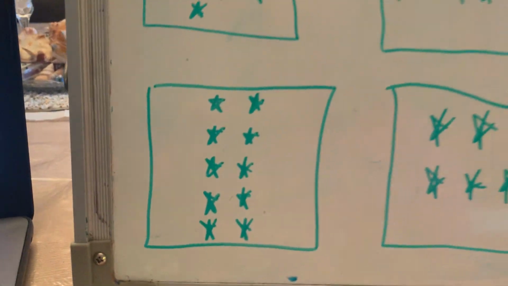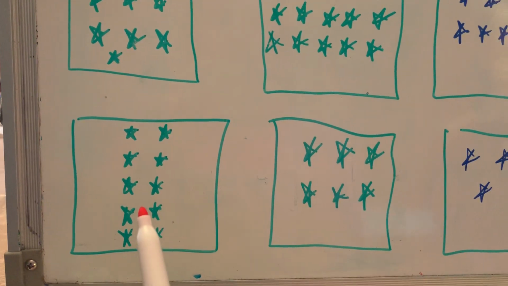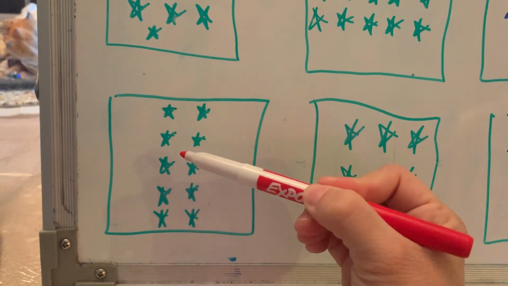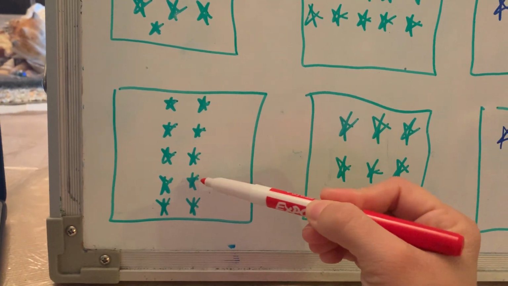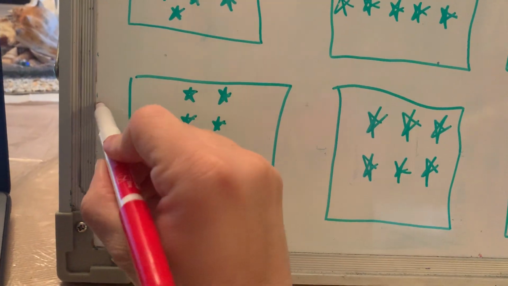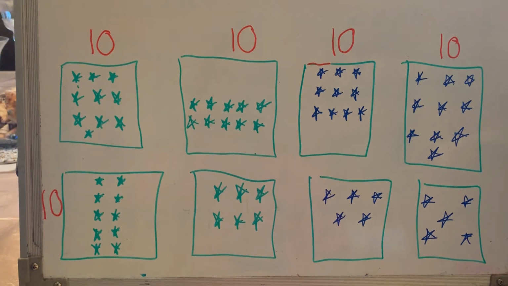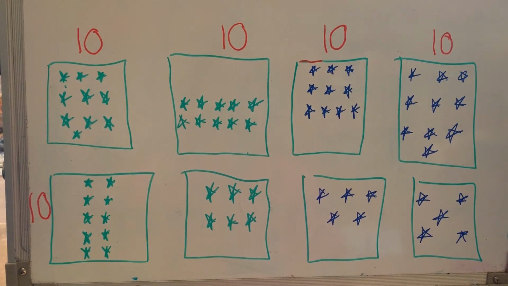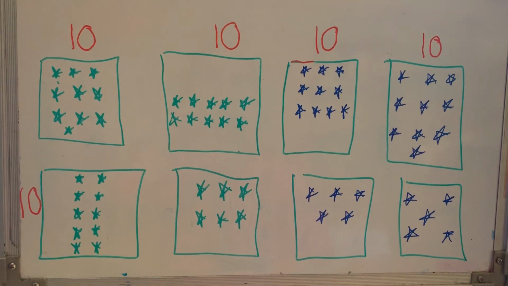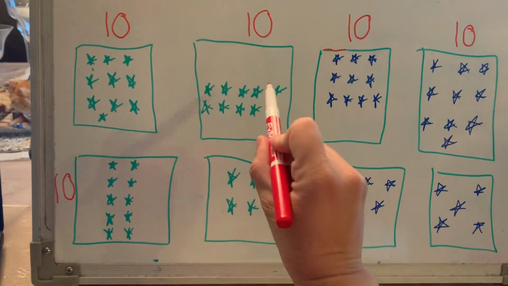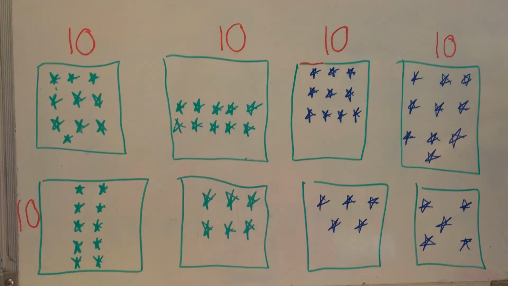Okay, let's go down to this first square right here. Count with me how many stars we have. 1, 2, 3, 4, 5, 6, 7, 8, 9, 10 again. I have how many groups now that have 10 stars in them? I have 5 groups that all have 10 stars. 1, 2, 3, 4, 5 groups have 10 stars in them.